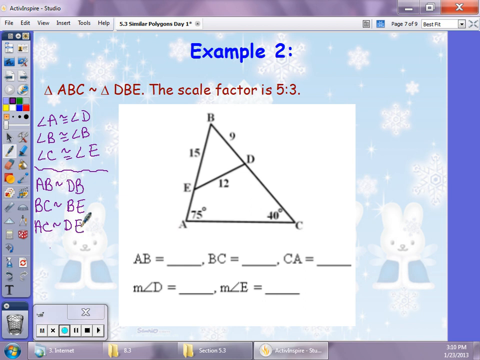And we're going to use this information to complete the following statements. So let's start with our angle measures. So we want to find the measure of angle D. So going back to our congruency statements, we know that angle D is congruent to angle A. So angle A is 75 degrees, so angle D must be 75 degrees as well. Angle E corresponds to angle C, and according to our diagram, angle C is 40 degrees, so that means the measure of angle E is 40 degrees as well.